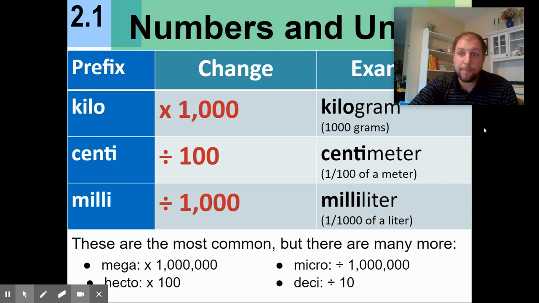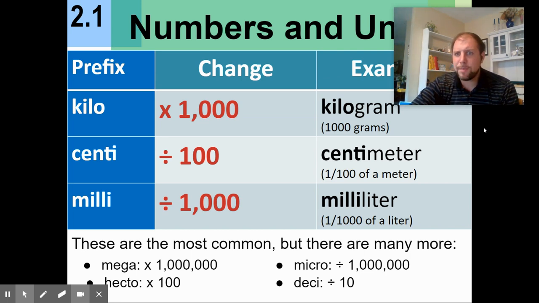For example, if you put mega in front of something, that means a million. So if you say a megaton bomb, it literally means it's the equivalent of setting off 1,000,000 tons of TNT. Micro means divided by 1,000,000. So if someone says microscopic, they literally mean the scale of a 1,000,000th of a meter.